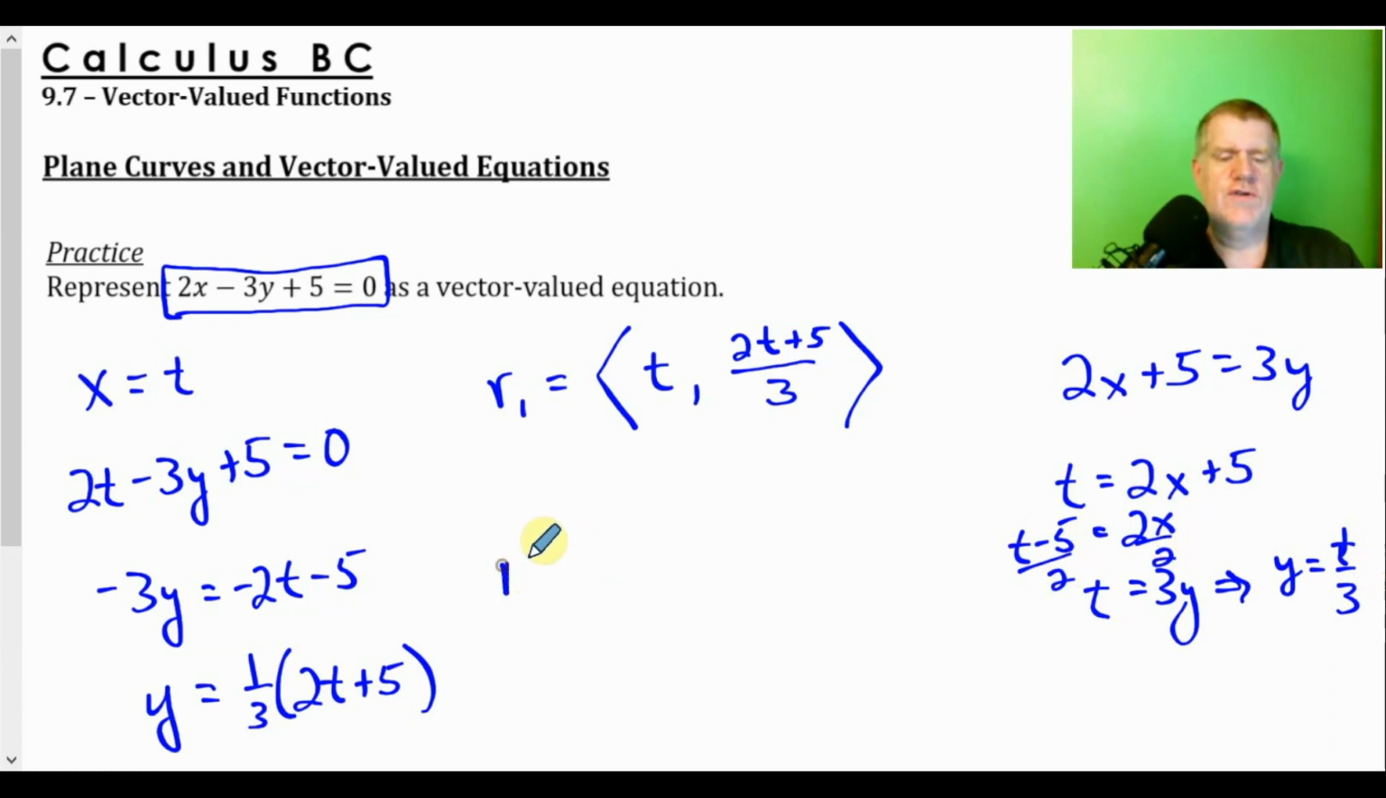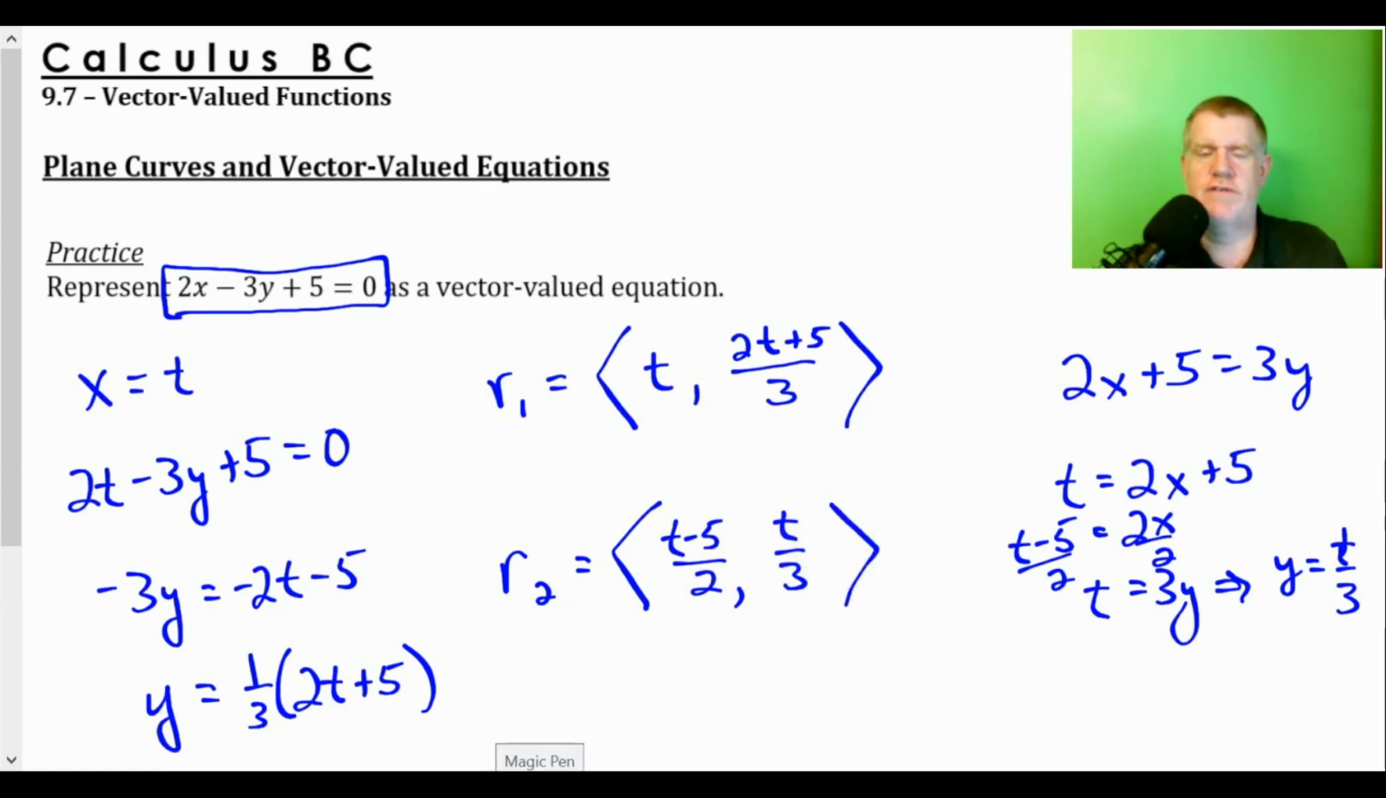So another way to write this equation, same equation, the x component would be t minus 5 over 2, and the y component would be t over 3. Now how can these be the same graph? Again, the t's are the key. It's not the same vector valued equation. It's the same representation of a rectangular graph. What I mean by that is, let's pick a 0. If time equals 0, then r sub 1 would equal (negative 5 over 2, 0).